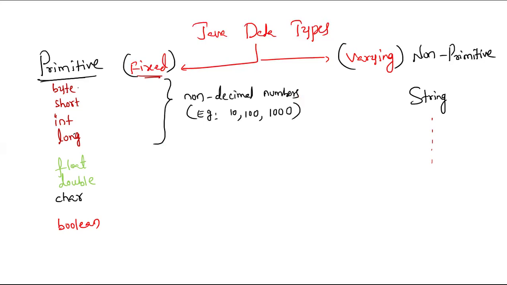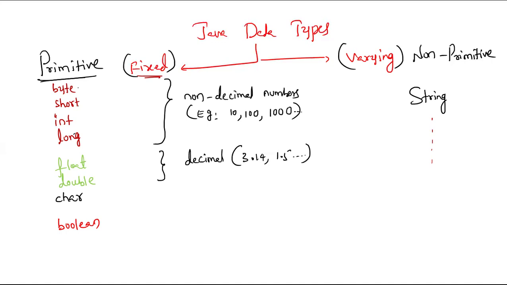Then at the same time, what if they are decimal numbers? For that, we have float and double to store decimal numbers, fractional numbers, rational numbers. All three are the same. For example, 3.14, 1.5. All these things are examples of decimal numbers.